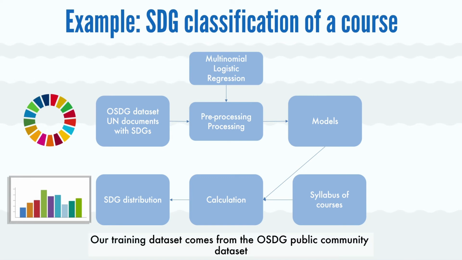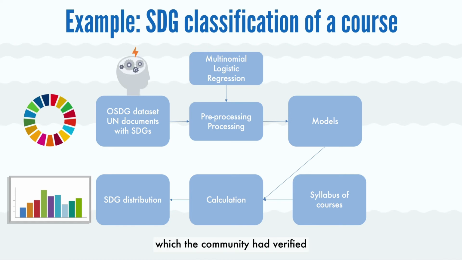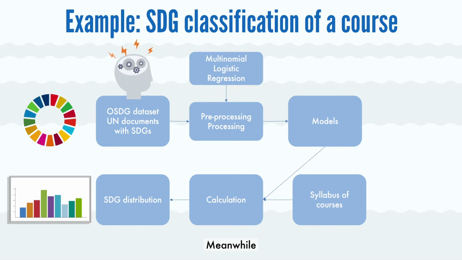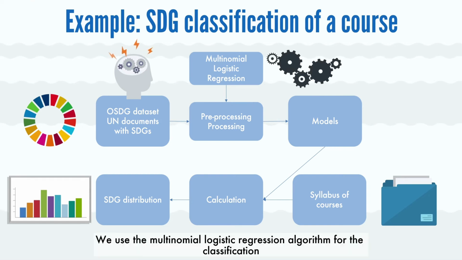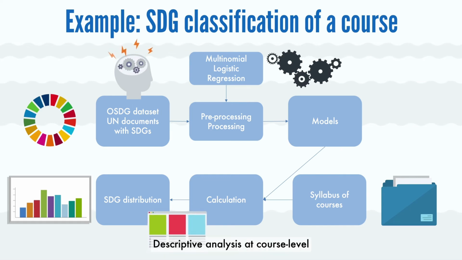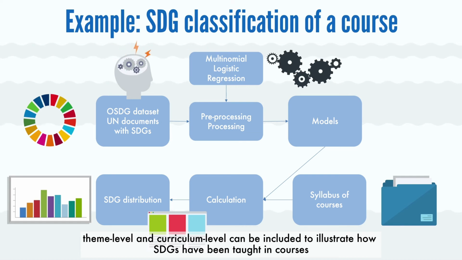Our training dataset comes from the OSDG public community dataset, which the community had verified. Meanwhile, course descriptions of courses have been used for the classification. We use the multinomial logistic regression algorithm for the classification. Descriptive analysis at course level, faculty level, and curriculum level can be included to illustrate how SDGs have been taught in the courses.